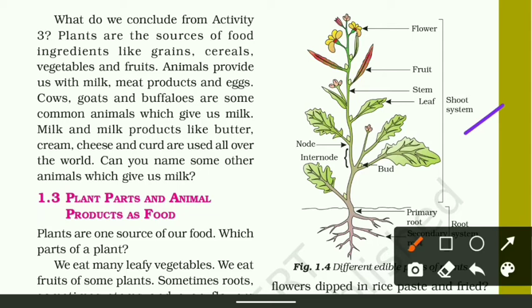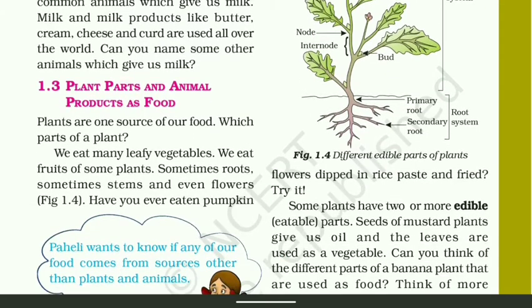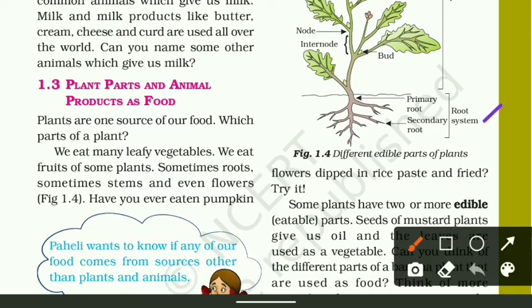In the shoot system: flower, fruit, stem, leaf, node, internode, bud. These all are shoot system. And root system: primary root and secondary root. This is root system. Okay.